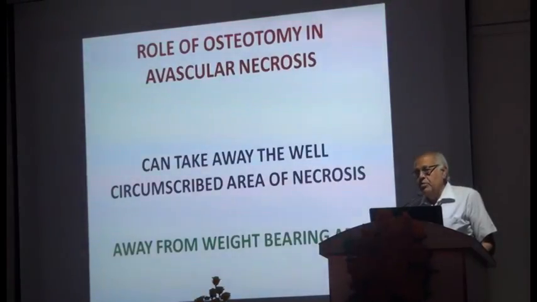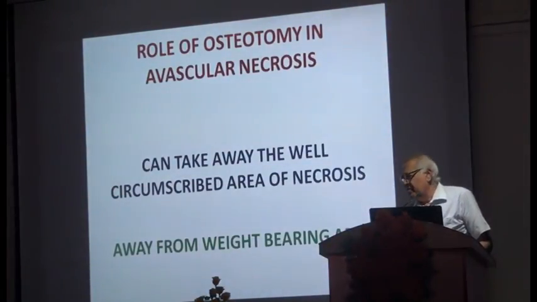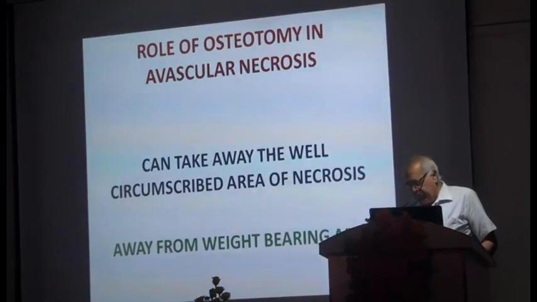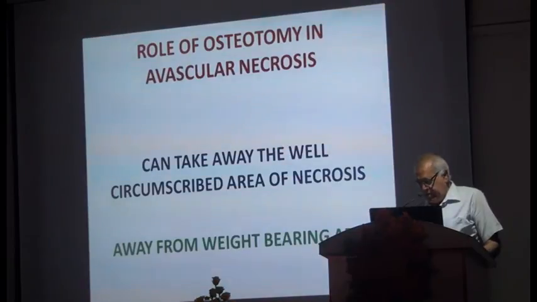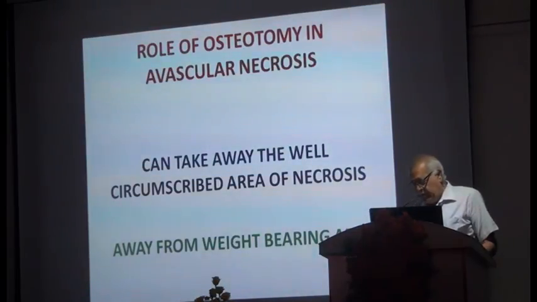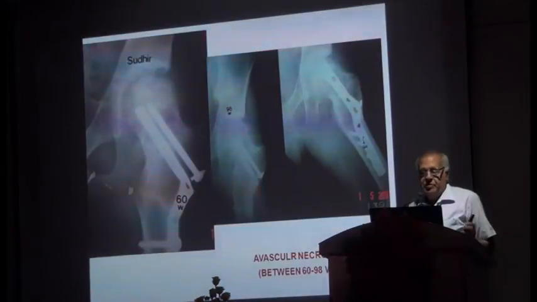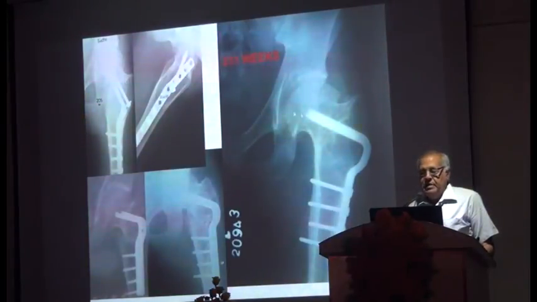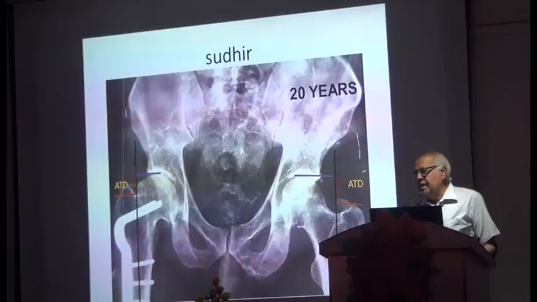And I will talk to you on my certain observations, because the real research is still not being done as far as this subject is concerned. Mechanically, one can take away the well-circumscribed area of necrosis away from the weight-bearing dome, and that may facilitate neovascularization and bring about the viability of the avascular or aseptic zone of the head of the femur. You see here, in the relevant classification, the head and neck is involved. We have done a varus osteotomy. You see here, this is after 231 weeks. And this is after 20 years, the head is completely viable.